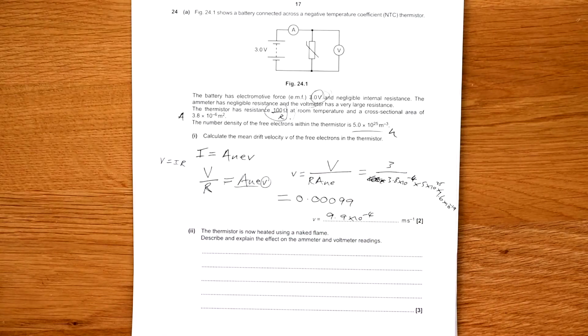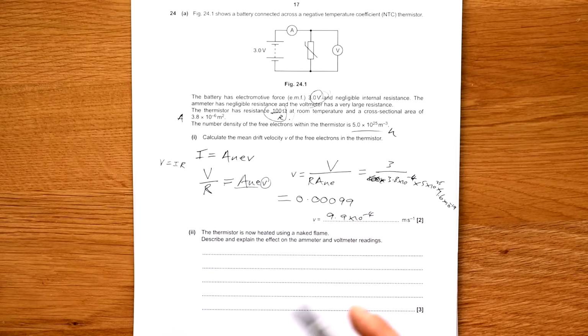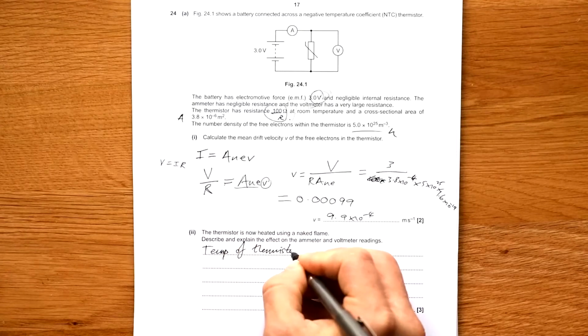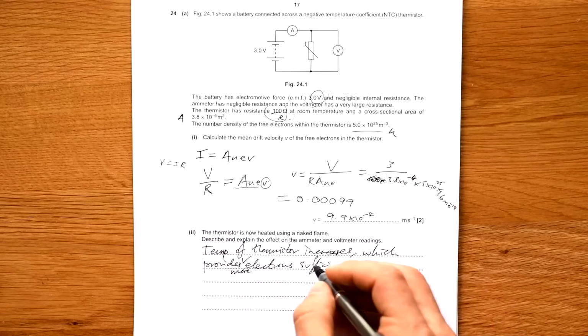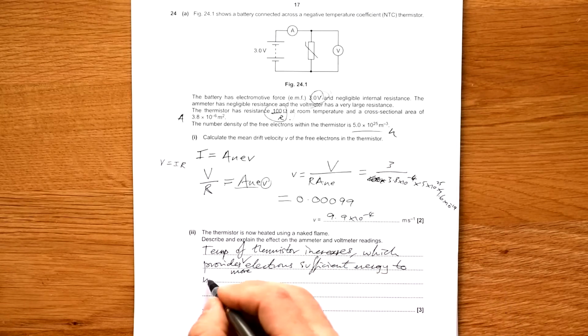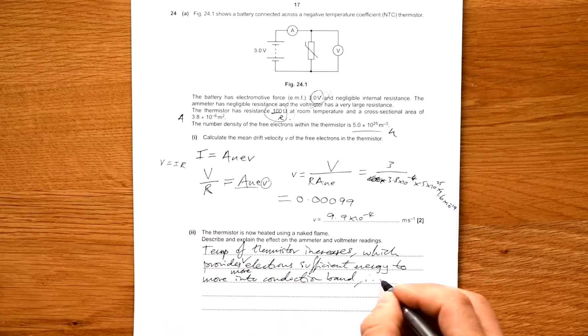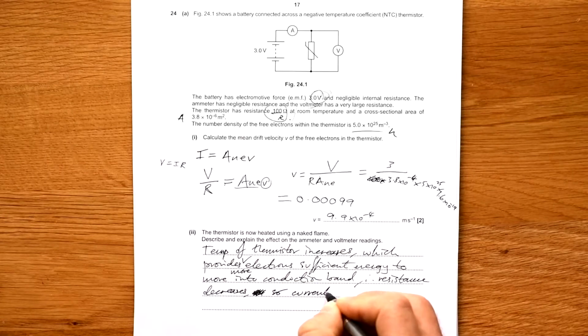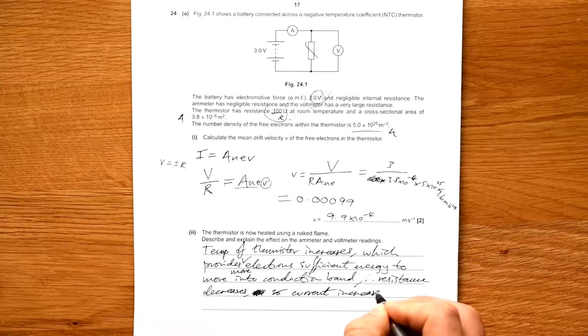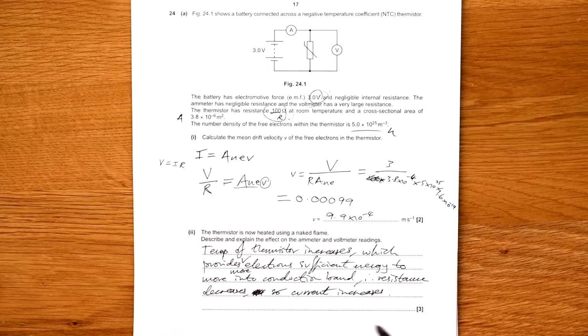The thermistor is now heated using a naked flame. Describe and explain the effect on the ammeter and the voltmeter readings. Temperature of thermistor increases, provides more electrons with sufficient energy to move into the conduction band, therefore resistance decreases, so current increases. Of course, it's the only thing that is connected to the battery, so it's always going to be 3 volts. PD stays at 3 volts.